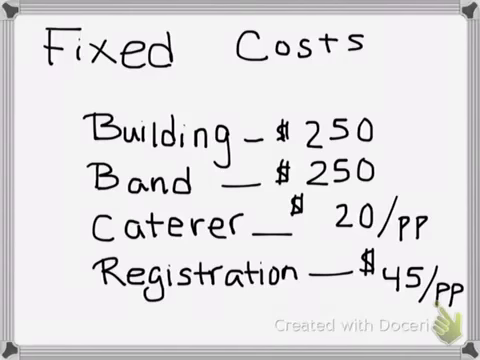Now, your caterer is going to charge you $20 per person for the food. That's your variable cost per person. If one person gets registered, you tell the caterer to prepare food for one, and you're going to have a total variable cost of $20.